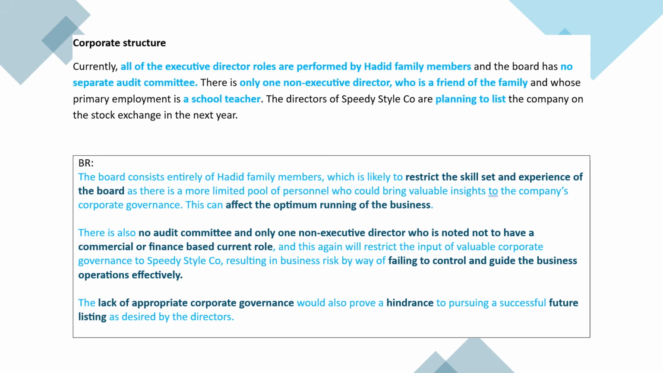Now, weak corporate governance is always a business risk, because this means that you have lesser control over the operations. There could be higher chances of ineffective decisions being taken. With this question in particular, because all of the executive director roles are by the family members and they have no separate audit committee, I could have a number of implications and then further evaluation. This would restrict the skill set and experience of the board, which would affect the optimum running of the business.